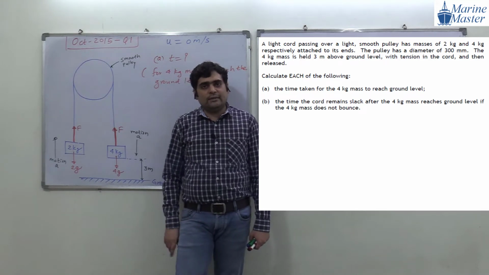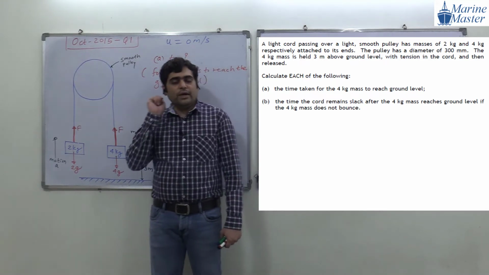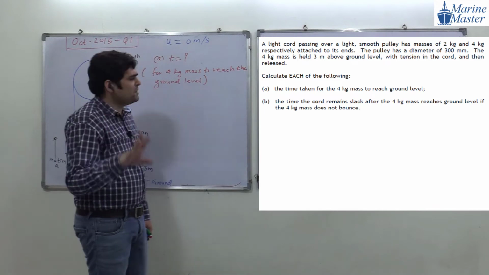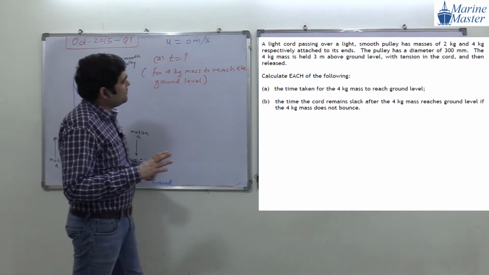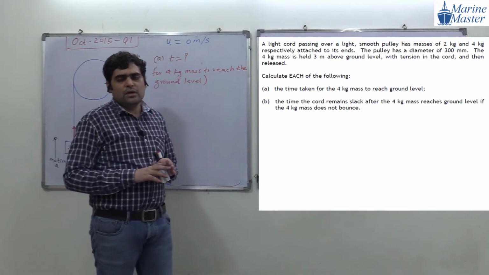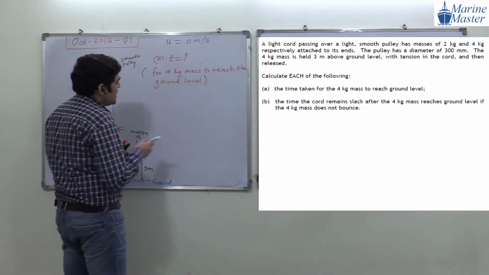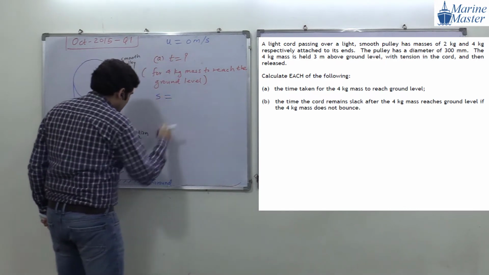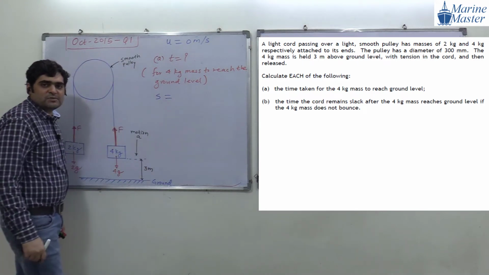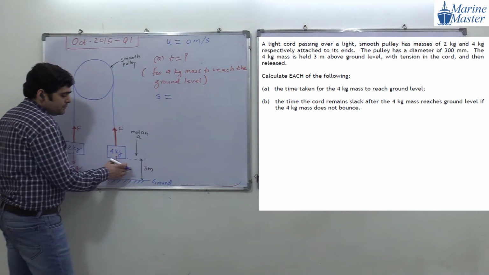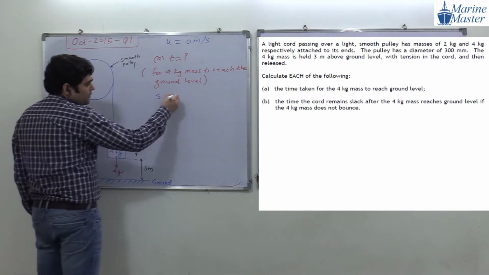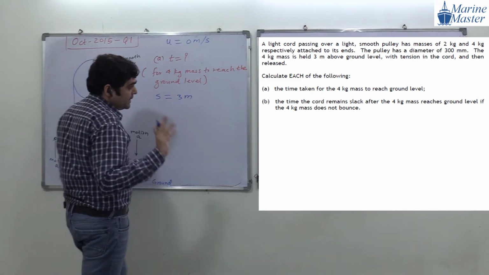Okay, guys, are you getting my point? Very simple discussion, not that difficult. So here we can't apply equation of motion in gravitational field. We have to use the normal equation of motion. So how much distance has to be travelled? That is the displacement here for this 4 kg mass. How much displacement is here? 3 meter. Good.